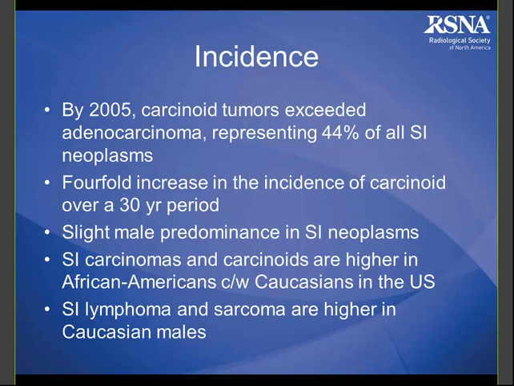And carcinoid tumors have exceeded adenos, representing 44% of all small intestinal neoplasms. There's a fourfold increase in the incidence of carcinoid over the last 30 years, and I think we're getting a lot better at detecting this as well with our protocols. Slight male predominance in small intestinal neoplasms. Small bowel carcinomas and carcinoids are higher in the African American population compared with Caucasians, at least in the United States. And small intestinal lymphoma and sarcomas are higher in Caucasian males.